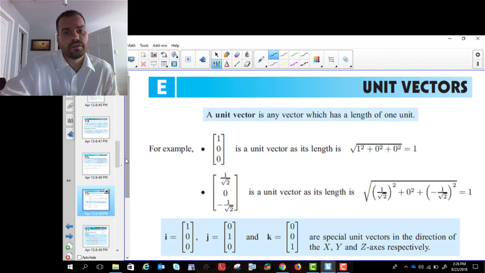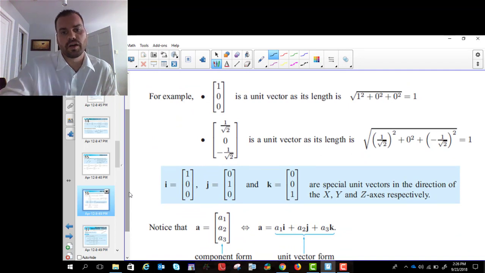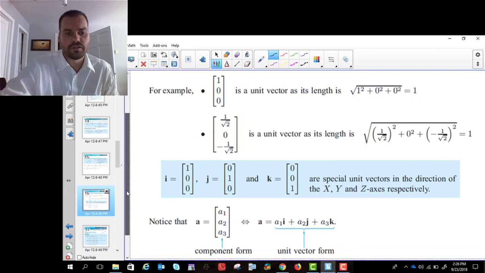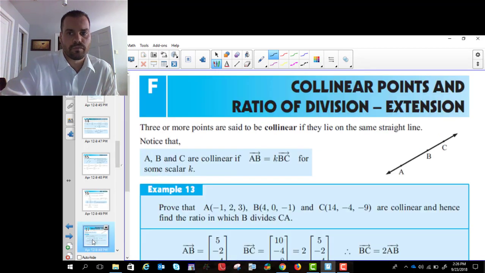Unit vectors, same idea. The magnitude has to be 1. So we go back, we're just quickly going through what we talked about in 2 dimensions in 3 dimensions. So i, j, and there's k. And I already told you about that, but that just gives you the concept of a unit vector in 3 dimensions. Okay, so we have component form, we have i, j, k, or unit vector form.